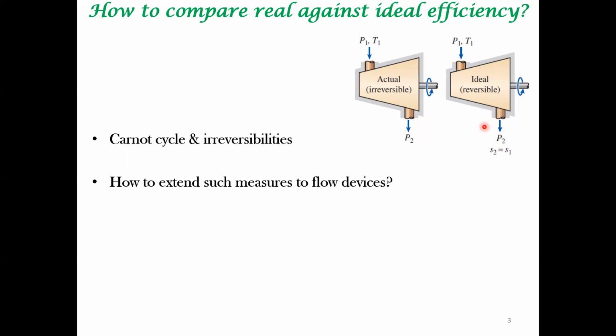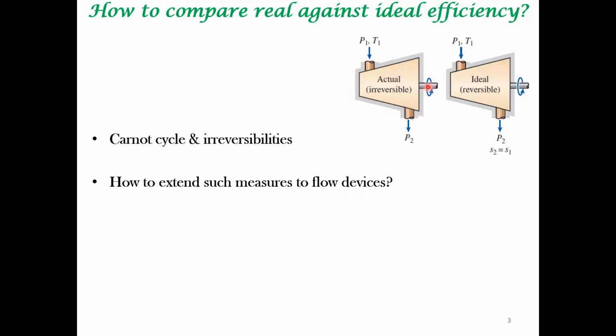So in most cases, what we see is that the condition that exists here, for example in the turbine, is that you keep the system adiabatic. There is no heat exchange between this control volume and the environment. Therefore, this gives us a clue to answer this question. How do we measure the efficiency of the actual flow device against some ideal device?